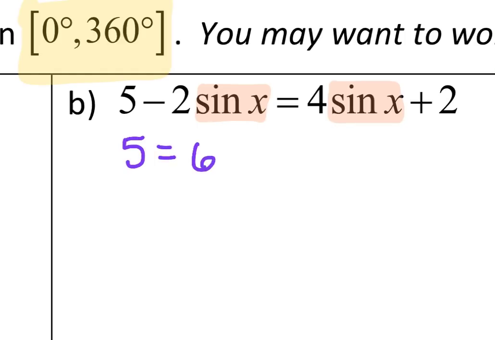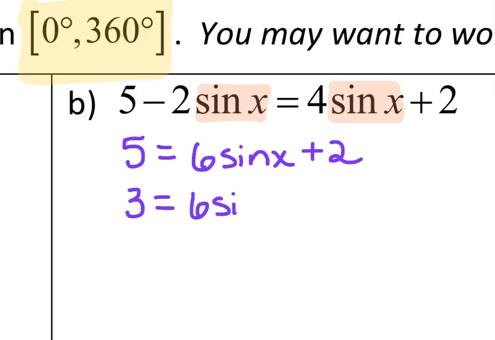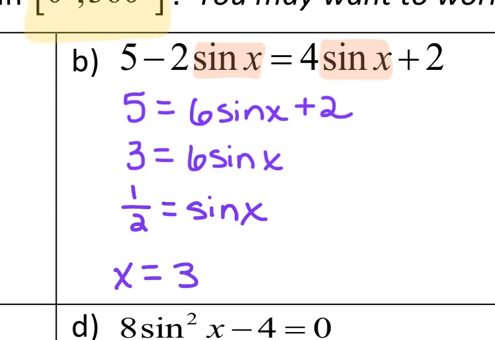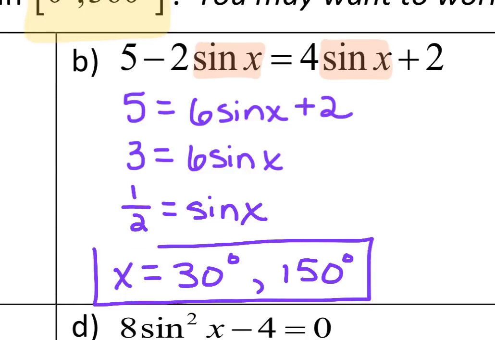So I end up with 5 equals 6 sine of x plus 2. Then I'm going to subtract 2 from both sides so that I get 3 equals 6 sine of x. And then I'm going to divide by 6. So no matter how you did this, you should end up with the sine of x equals 1/2. Sine is positive in the first and second quadrants. Sine of 30 degrees equals 1/2, and we also need to then include sine of 150 degrees equals positive 1/2.